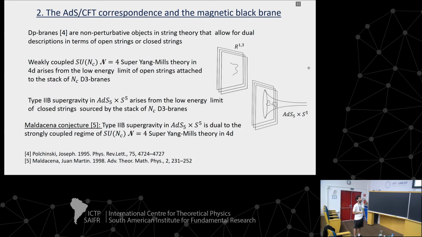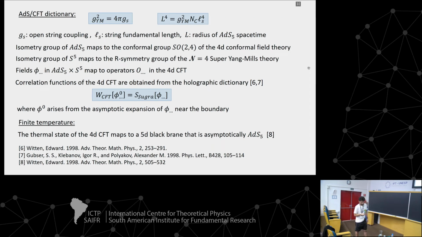And the metric that you find is AdS5 cross S5. It is a string theory in 10 dimensions, or supergravity in 10 dimensions. And that led to Maldacena's conjecture that type IIB supergravity in AdS5 cross S5 should be dual to the strongly coupled regime of this N equals 4 super Yang-Mills theory in 4 dimensions. So these are the pioneer papers. And then, just a snapshot of the AdS/CFT dictionary.